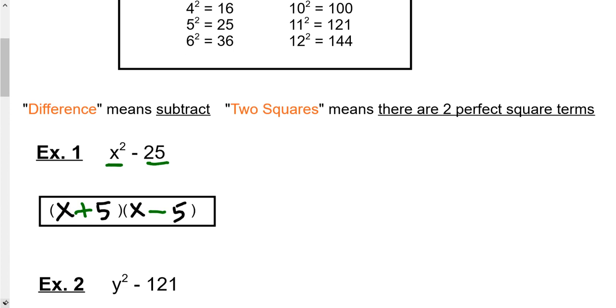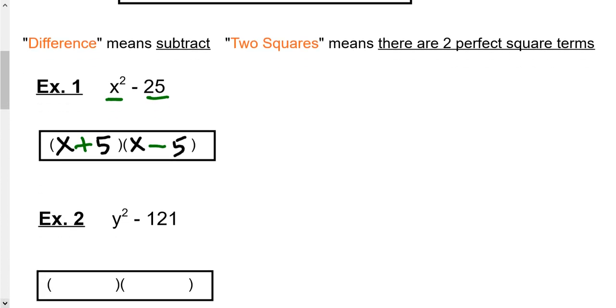Okay, let's look at number 2. Example 2 says y squared minus 121. Again, there's no middle term, so one answer is positive, the other is negative. Y squared is a perfect square, and it is y and y. 121 is also a perfect square, and it's 11 and 11. So your answer is y plus 11, y minus 11.